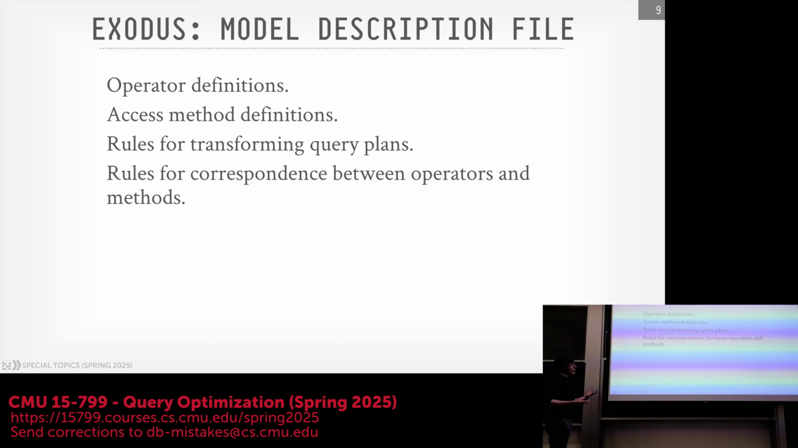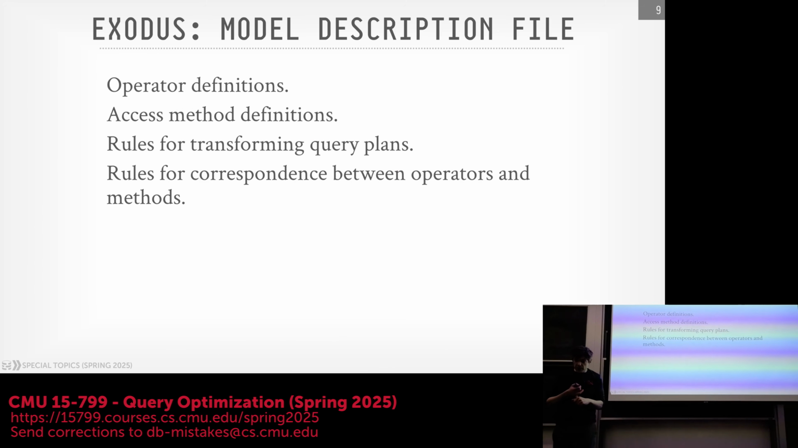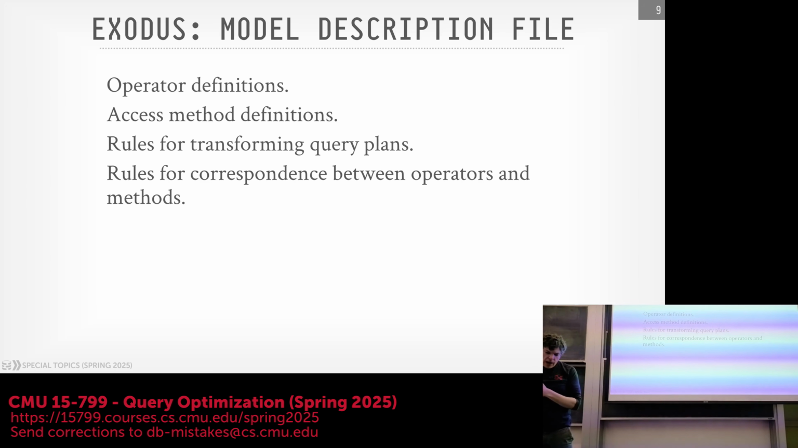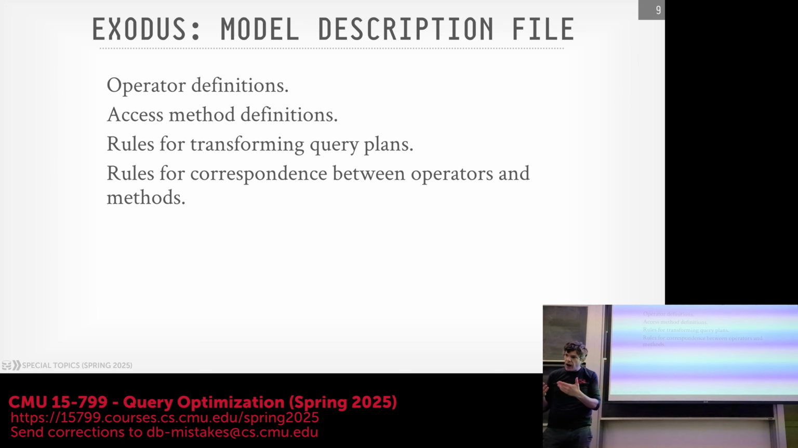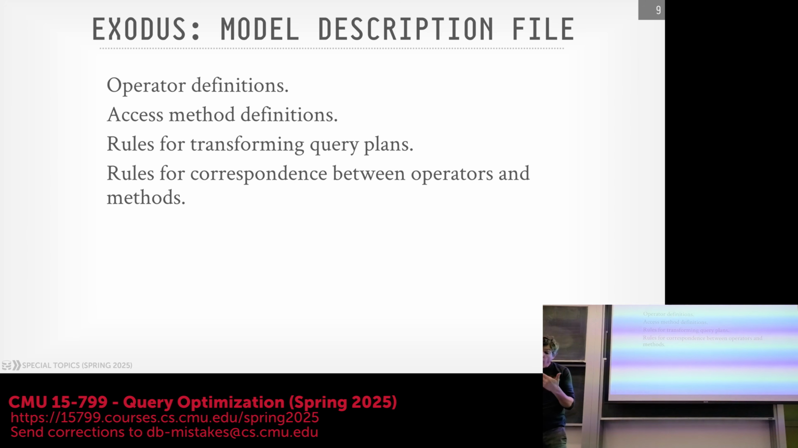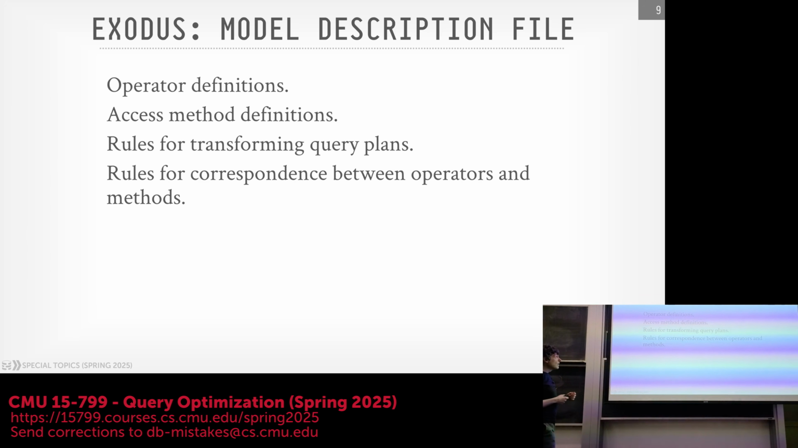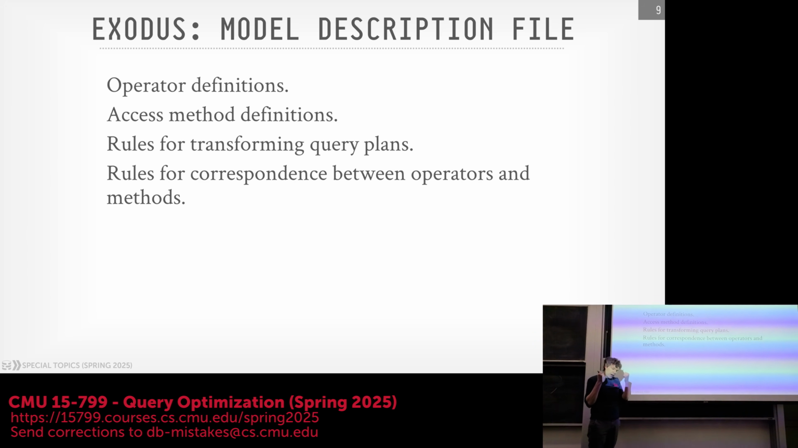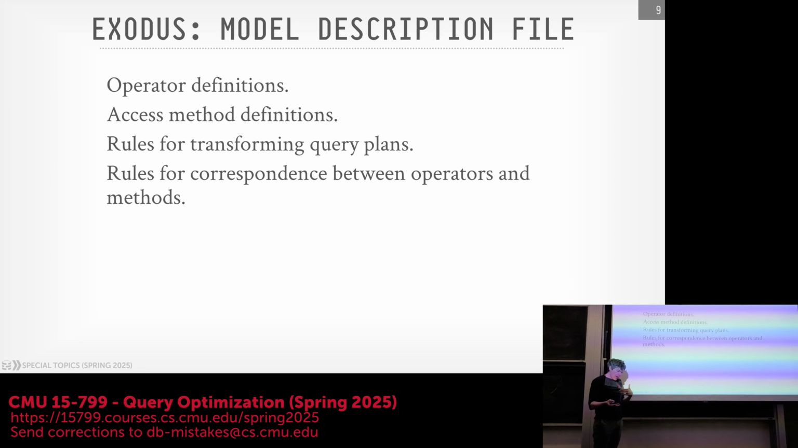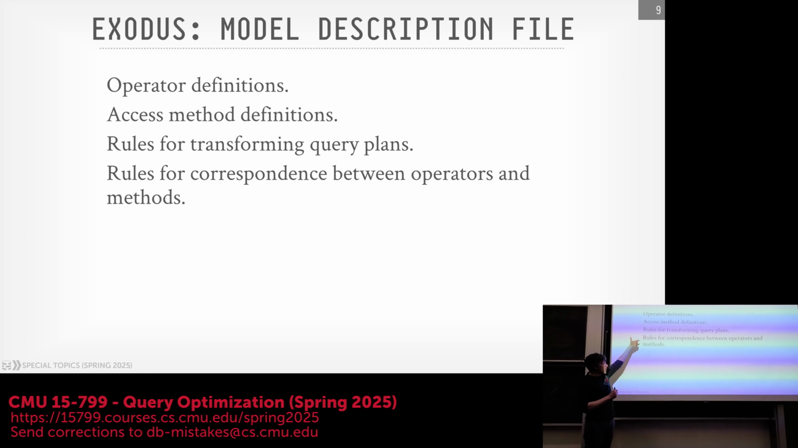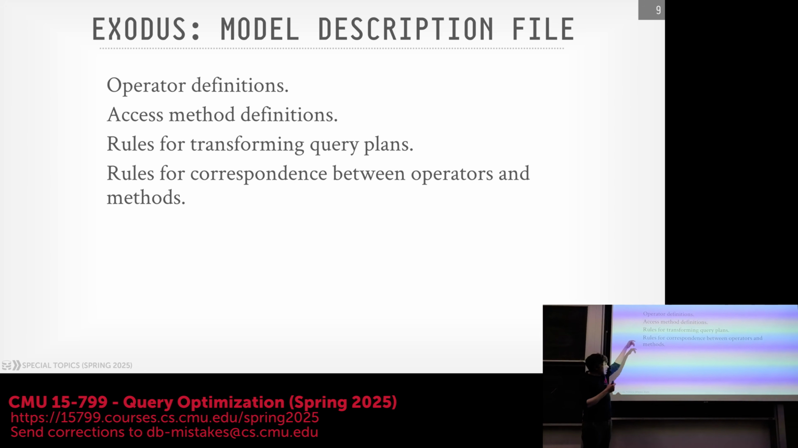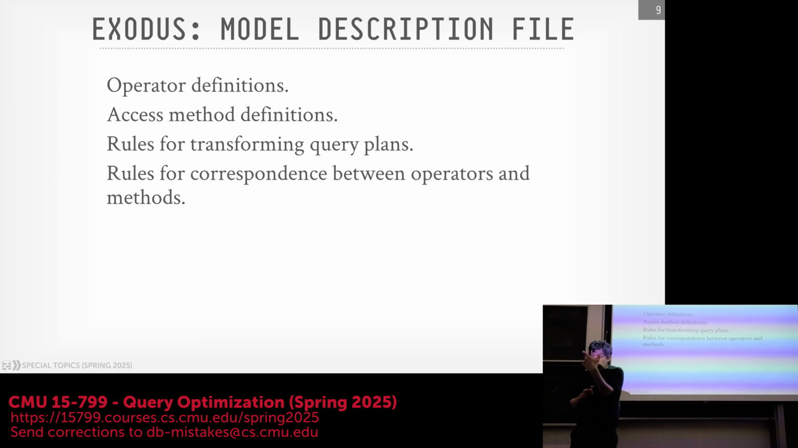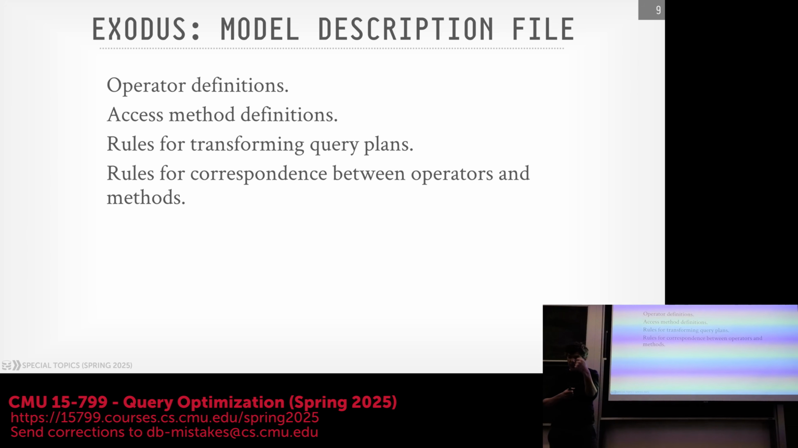Okay, so what's in this model description file? We have the operator definitions. You have to tell it the number of arguments, the name of the operator, and any additional properties or expectations that are required for that operator to process data. Then you have the access method definitions, like what kind of indexes are available, and whether the data coming out is sorted or not. Then you have rules for transforming the query plans, and additional rules for mapping which operators can access which of the access methods defined above.